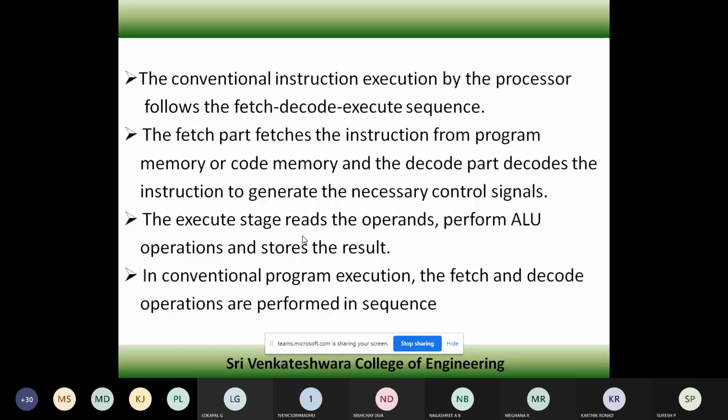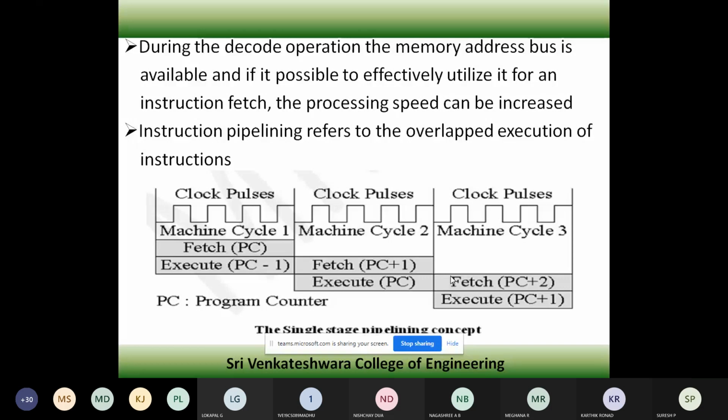Now, in normal program execution, the fetch and decode operations are performed in sequence. During the decode operation, what will happen? The memory address bus is available, and it is possible to effectively utilize it for instruction fetch, since the memory bus is available during the decode phase. So you are going to have the fetch.